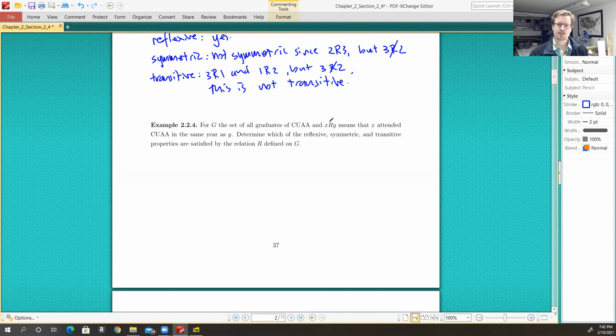Let's say that X is related to Y means that X attended CUAA the same year as Y. So two people are related if they attended school at the same time. Determine which of the three properties, reflexive, symmetric, and transitive, are satisfied by the relation. So, reflexive.